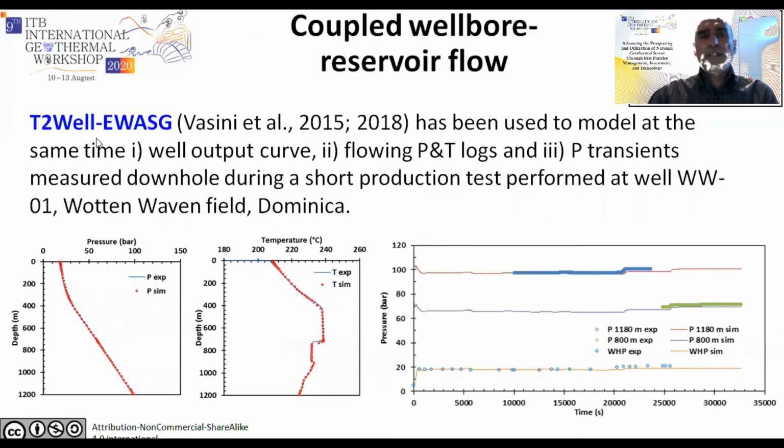An example is EWASG coupled to T2Well, which has been used to model at the same time the well output curve, the flowing pressure and temperature profile, and the pressure transients downhole during a short production test performed at well WW01 in the Wotten Waven field in Dominica.